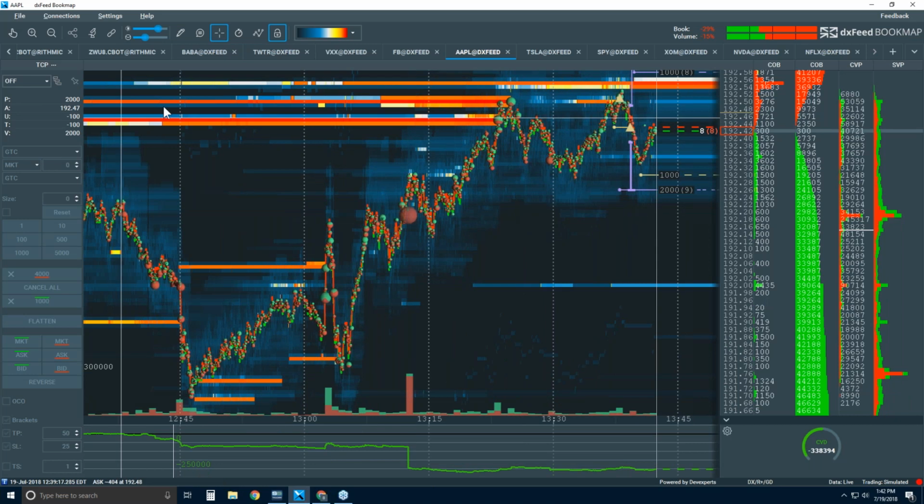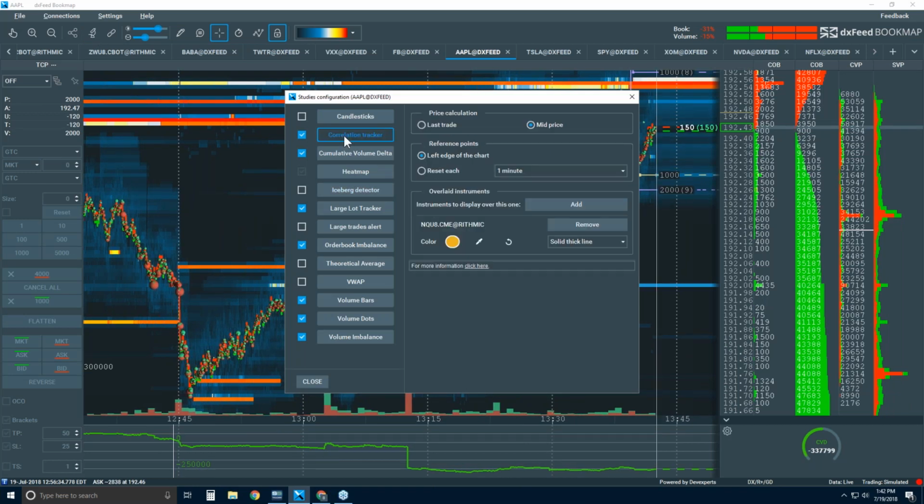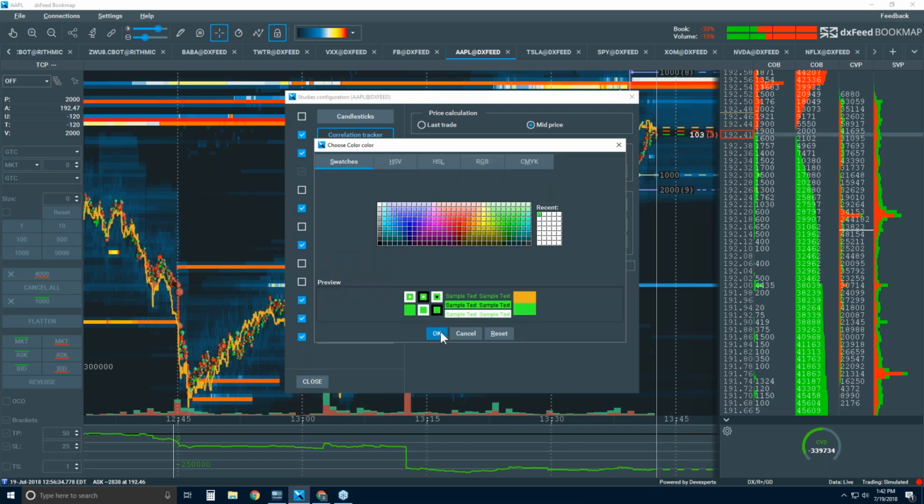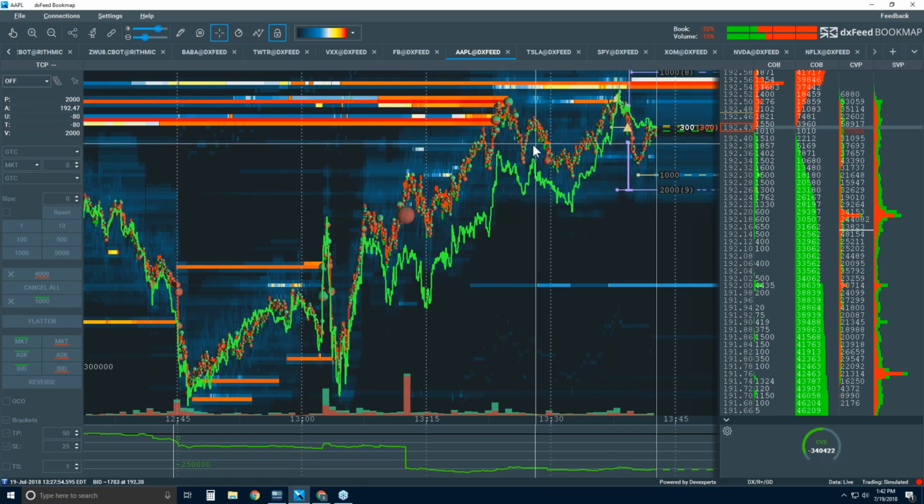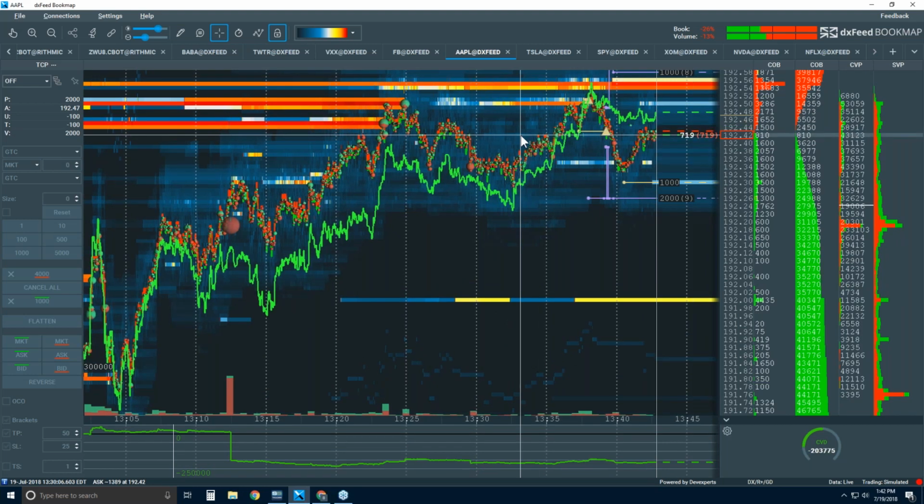All right, and then let's also put a correlation up here. This is one of the great things about using the equities here. We have the correlation tracker, and we're going to look at the Nasdaq. It's going to be this green line here. Okay, and so let's see how the Nasdaq's doing compared to, or Apple's doing compared to the Nasdaq.